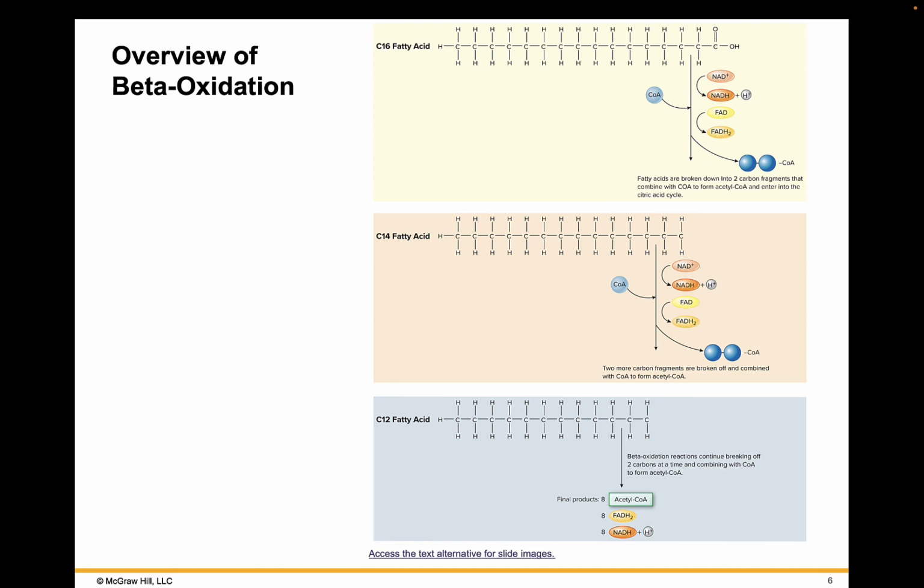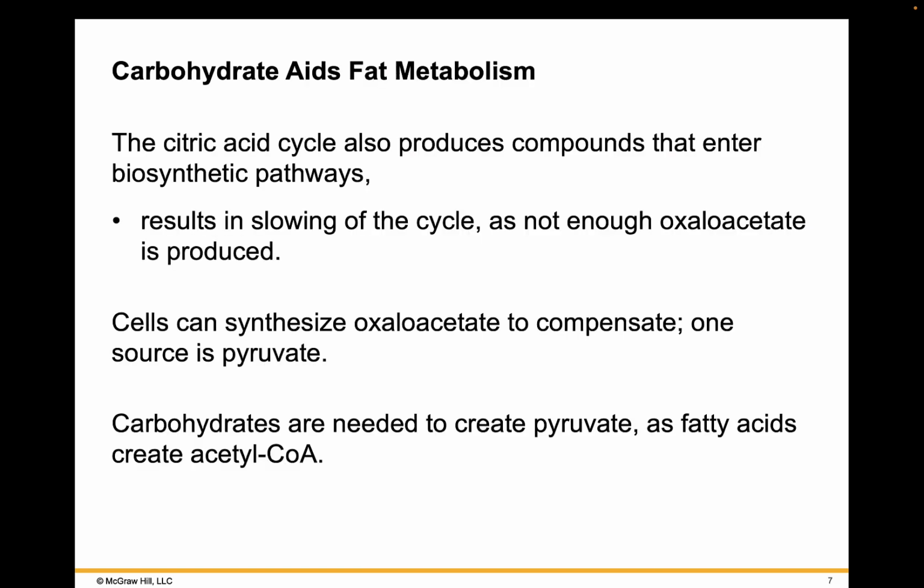So we've created a lot of acetyl-CoA, 8. That will mean 8 spins of the citric acid cycle. Remember, we eventually get 2 ATP for each FADH2. That's 16. And we get 3 for each NADH and hydrogen ion, so that gives us 24. So from a single fatty acid, we get lots and lots of energy, as illustrated in this example.